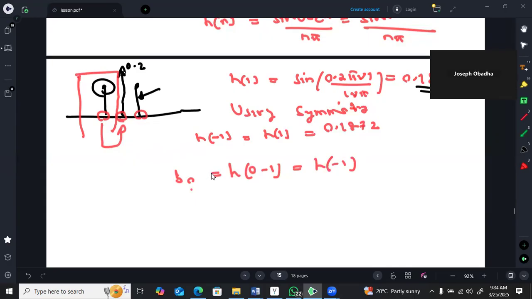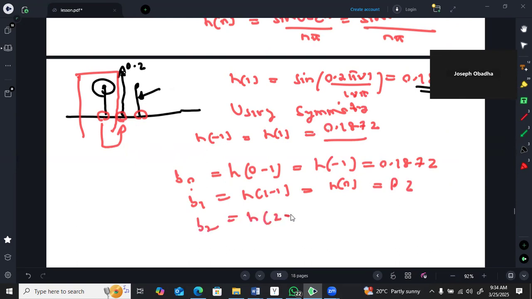The first coefficient would be equal to 0.1872. b1 equal to h of 1 minus 1 equal to h of 0, which is equal to 0.2. And b2 equal to h of 2 minus 1 equal to h1 equal to 0.1872. We are simply saying we have shifted this. So we have the filter coefficients, and that is where the design ends.